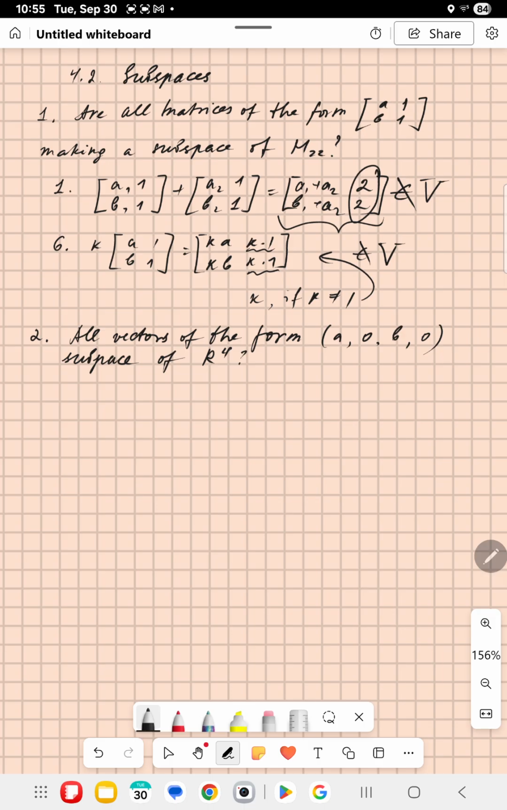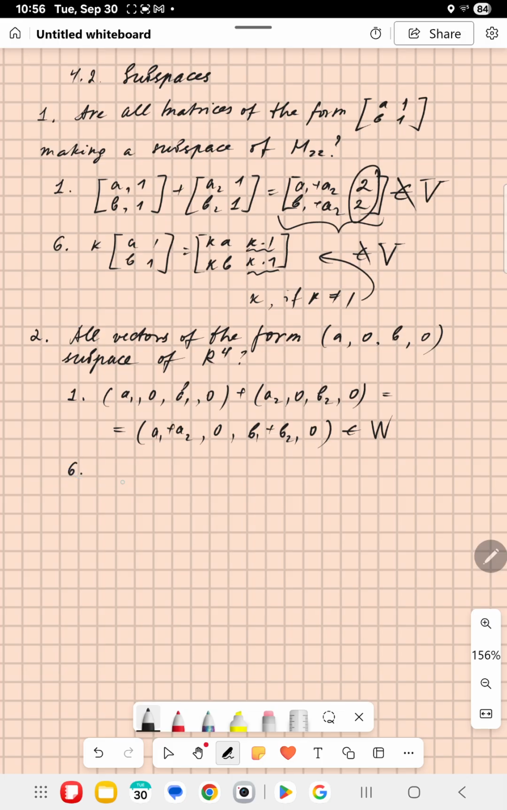Well, let's check closure axioms. Number 1: [a1, 0, b1, 0] plus [a2, 0, b2, 0]. And we are using standard addition for vector spaces. We are not inventing anything new. So a1 plus a2, 0 plus 0 is 0, b1 plus b2 and again 0. You see that we are getting a vector of the same shape, so it belongs to the subspace. I'm going to just label it w. Very good. So we got a vector of the same shape.